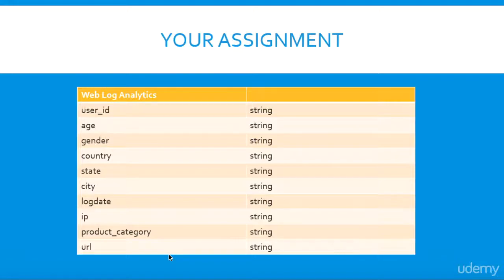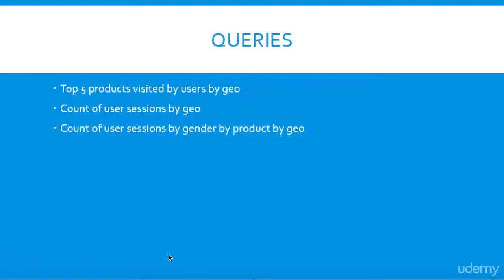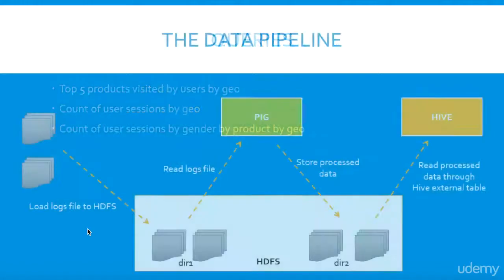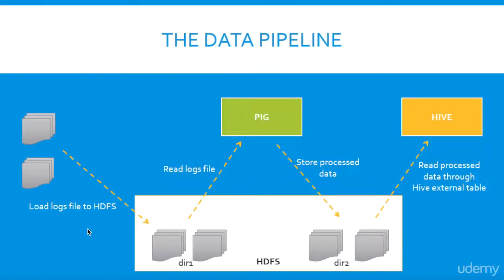Once you create the table, you should be able to answer these queries: top 5 products visited by the users by geo, count of user sessions by geo, count of user sessions by gender, by product, by geo. So write down Hive queries to answer all these questions. In this data pipeline, I will be processing data till Pig only, and the rest should be done by you, which has been asked in the assignment.